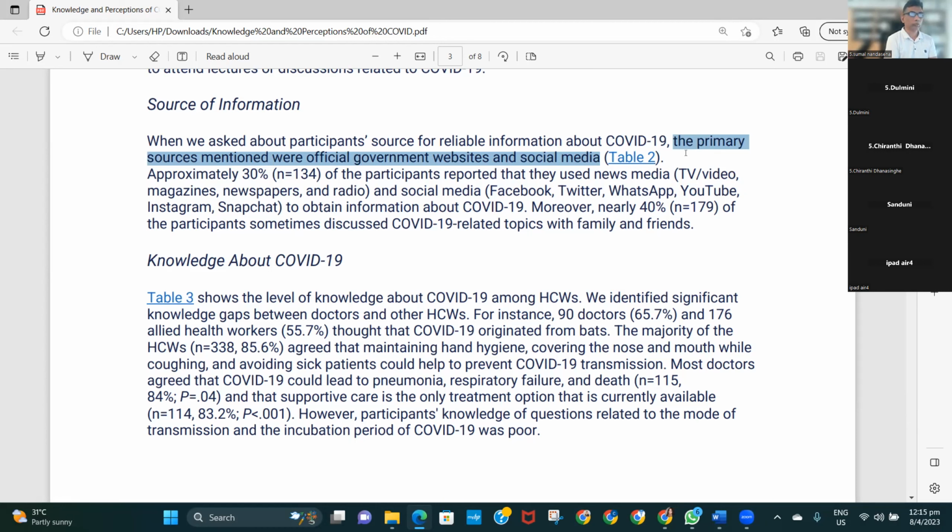Can we take on that the primary source mentioned for the official government websites and social media, and also some of the participants using that social media as the primary source also. Let's let others also contribute.